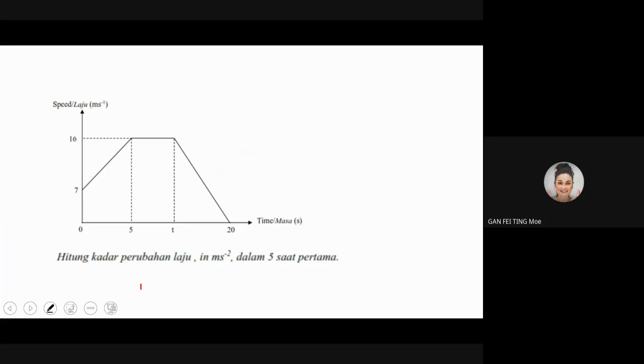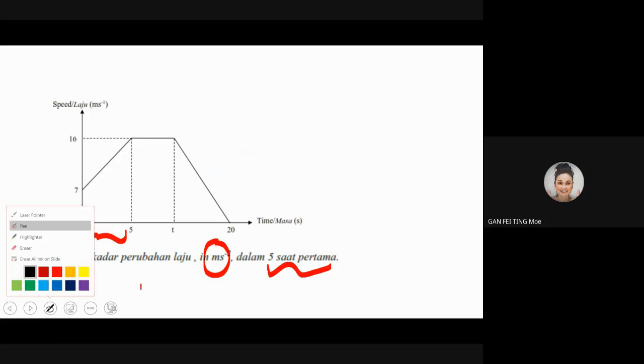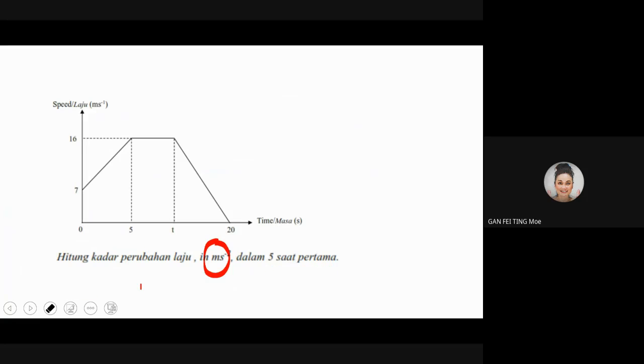Then the second one: what is the change of speed in meters per second in the first 5 seconds? Refer to the unit given here. The first 5 seconds is here. Okay, what is the change in speed?